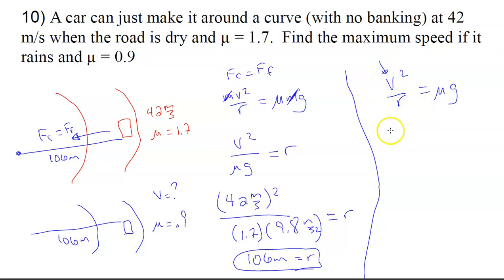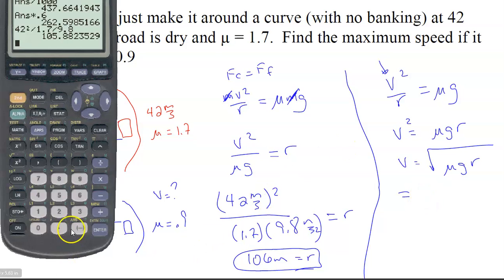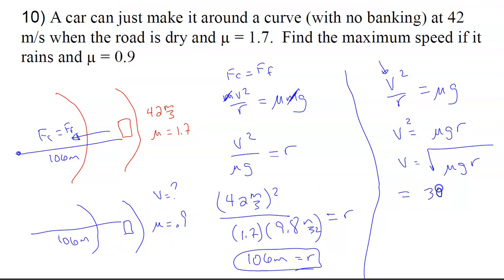This time I'm looking for V, so we'll multiply by R. That would be V squared, so I need to take the square root, and it would look something like that. And the number that I'm going to get here is the square root of the coefficient of friction, which goes down to 0.9, multiplied by 9.8, and the radius, 106, which would be 30.6 meters per second. That's slowing down pretty significantly from 42 down to 30.6. If you don't slow down, you're going to slide off the road and get hurt.